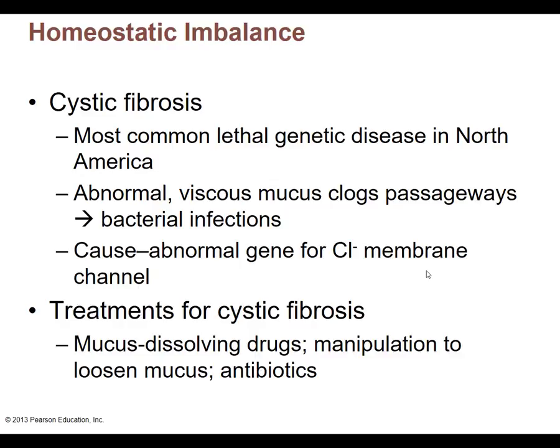Now, the reason you end up getting this thick mucus in your respiratory system is that people that have cystic fibrosis have an abnormal gene for the chloride membrane channel. If there is less chloride secreted, less water follows, and you're going to have thick mucus. Normally you should have chloride going into where that mucus is, water following it, and you have a thinner mucus. Now we don't have that, and you have really thick mucus that's really hard to clear.